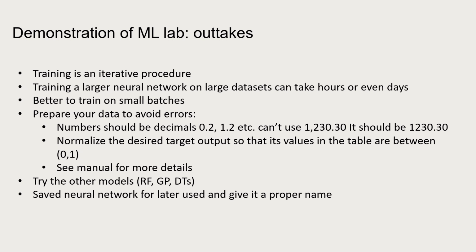You can also try other models and compare the output. We have the random forest, the Gaussian process, and decision trees. The random forest and decision trees were originally developed for classification problems, but they can be used for regression and have been used for regression purposes. After you finish training, you will notice that the program will save the neural network and will give you the file path on which the neural network was saved. So you can retrieve this neural network and use it for further application, as we will see now.